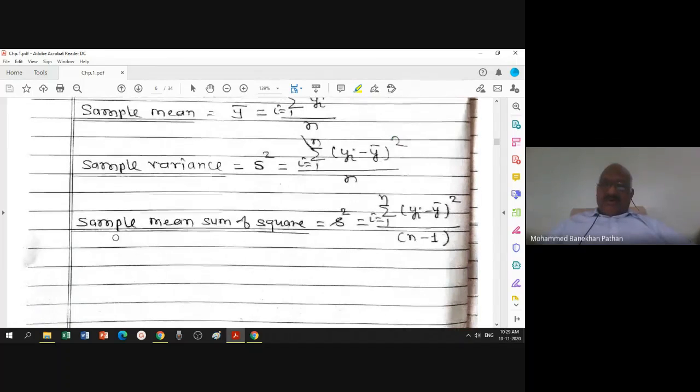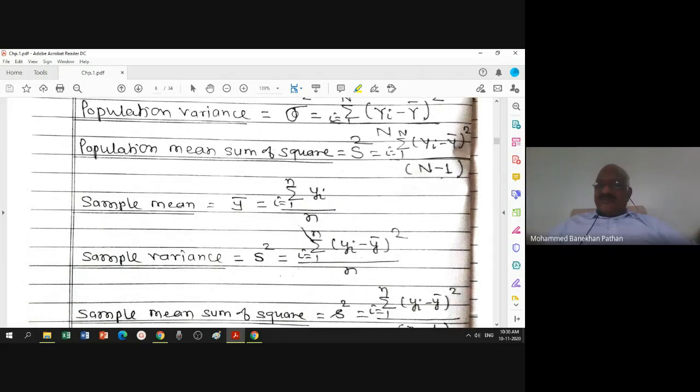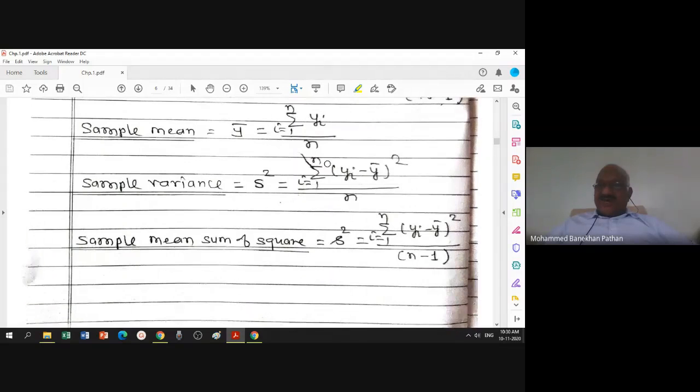Now you have the sample mean sum of square, that is capital S square. Just you have to cross this line. And as with the population quantity, small n is replaced by n minus 1, named as the sample mean sum of square. This is an unbiased estimate of your population variance.